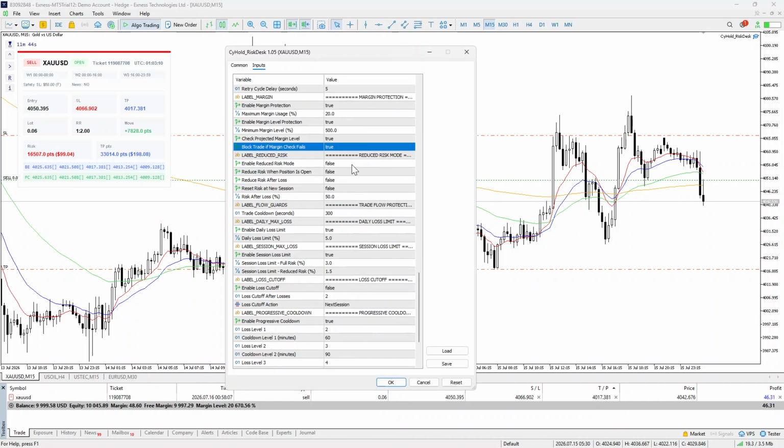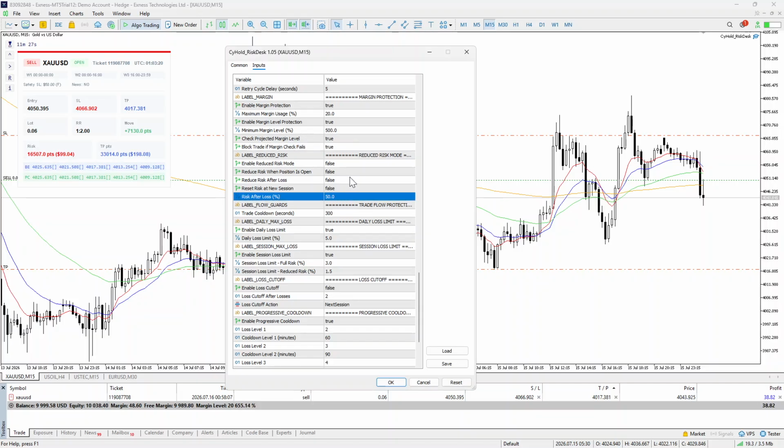It has reduced risk. If you lost, it can reduce the risk of the next trade automatically. For example, if it's true here, you lost one trade, and the next trade you want to risk 50% less. So automatically you put 1%. When it goes, it will decrease by half.